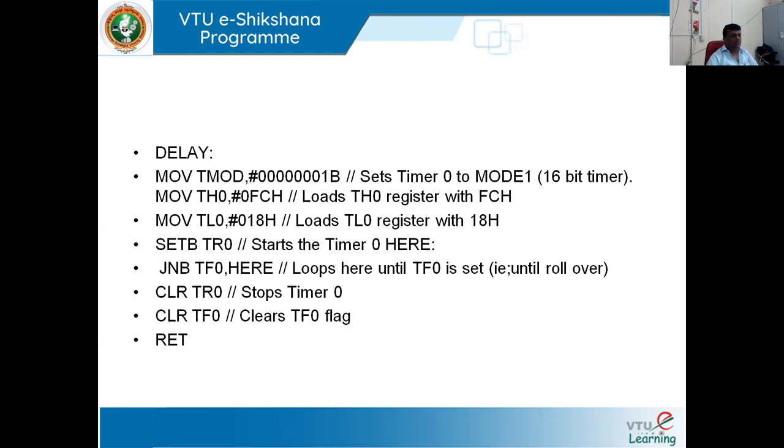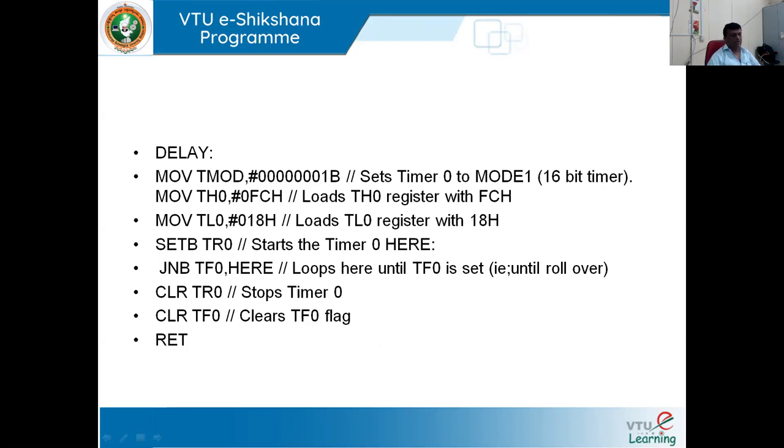Once you start the timer, the next question is how long the timer has to be on. That is decided by the next instruction, JNB TF0. This TF0 flag is set on rollover, so the timer will start and continue until this condition is satisfied. Once it is satisfied, it will come out of the loop.